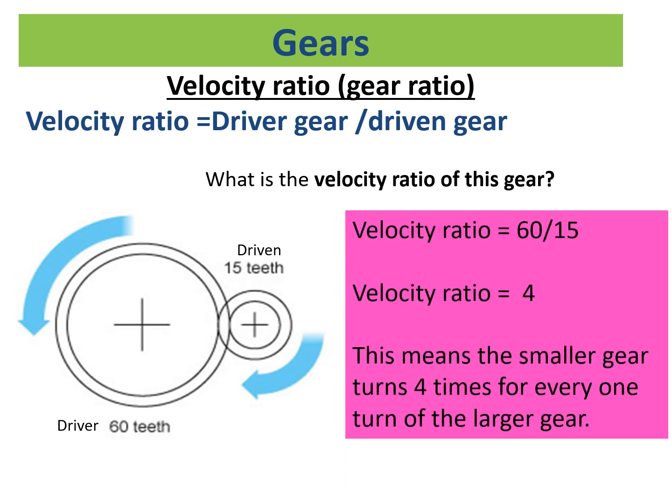So in this example, it would be the driver gear of 60 divided by the driven gear of 15, which would equal a velocity ratio of 4. That means that the smaller one will turn 4 times for every time the big one turns once. This is a 1:4 ratio.